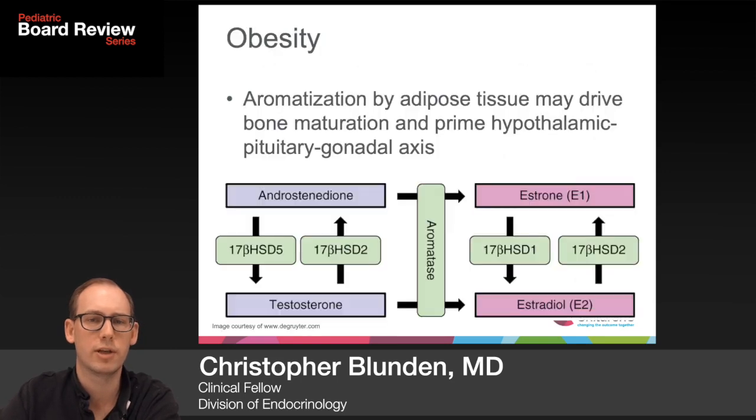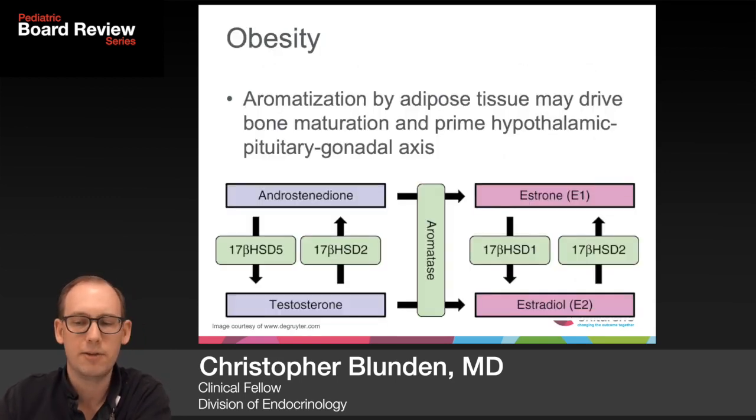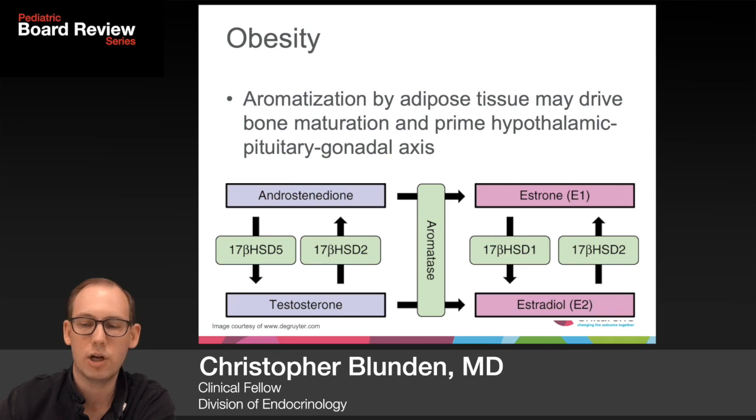And then the last point for tall stature that I wanted to make is that obesity in itself causes aromatization, and the adipose tissue aromatase may drive bone maturation and prime the pituitary gonadal axis to an earlier puberty. And so because so many children in the United States are obese, you often see them growing taller than their genetic potential, and this is often a reason why. So it's something to keep in the back of our minds when we're assessing a patient. If they are taller than we would otherwise generally expect, it's possible that their bone age is more mature and that they may go through an earlier puberty because of their excess adiposity.